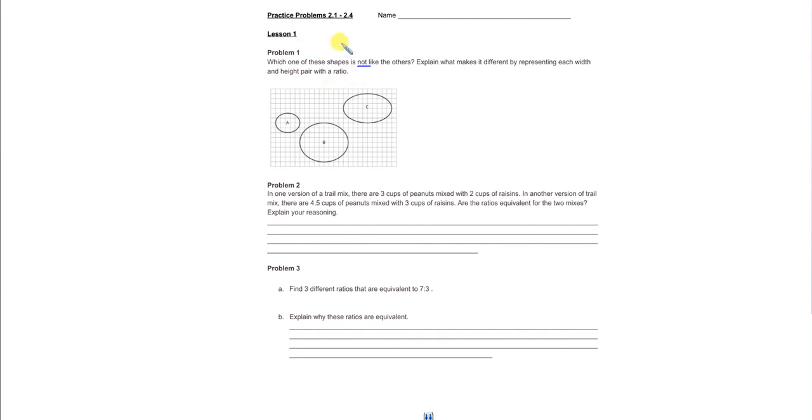We're hitting up Unit 2, Lessons 1 through 4, and starting with Lesson 1 here. We can probably knock out both of these problems in one video. Which of these shapes is not like the others?